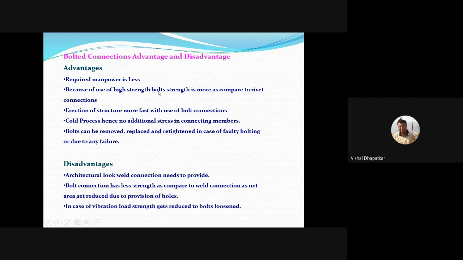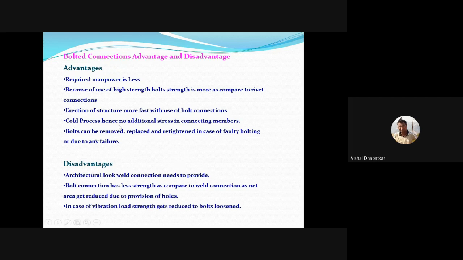But in the old days, when we started doing bolted connections, because of high strength bolts, we reduced the number of bolts. So it was more economical, or provided more strength as compared to the same number of rivets. Erection of structure is faster with the use of bolts, because all the bolt holes are drilled in the shop, and all the elements are just brought to the site, erected and tightened with the bolt. So erection is much faster than welded connections.